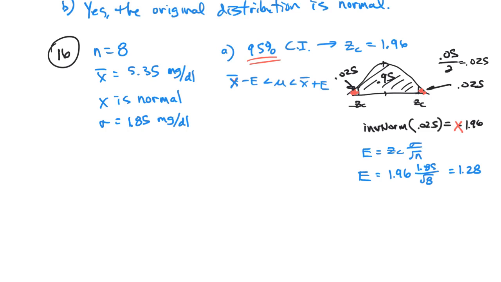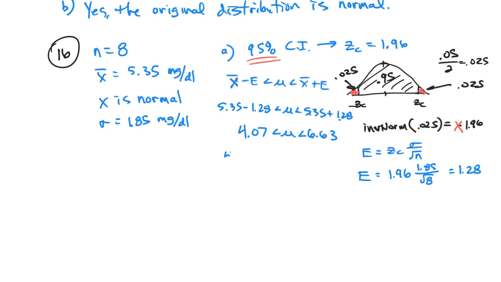But really we want to use this to find the confidence interval. So we take 1.28, plug it in for E here and here, and we use 5.35 for x bar in those two spots. So we would go 5.35 minus 1.28 less than mu less than 5.35 plus 1.28, and we get 4.07, 6.63.